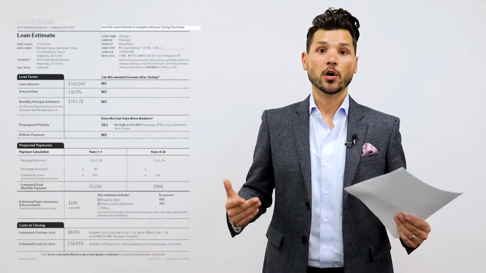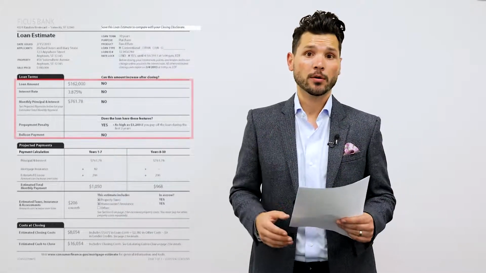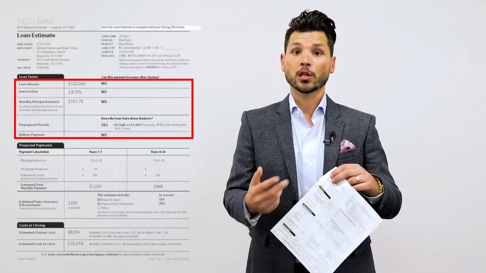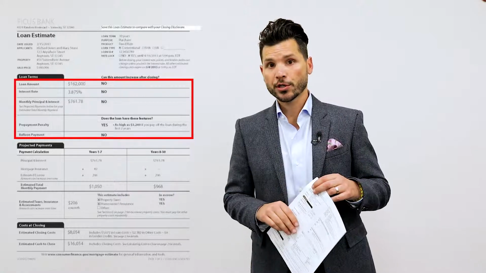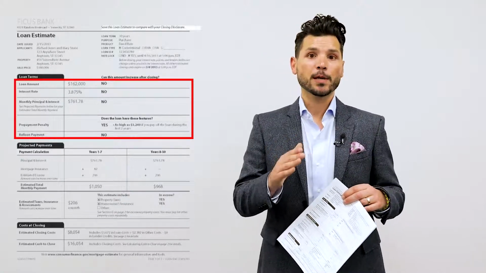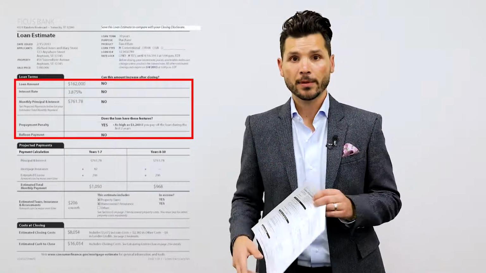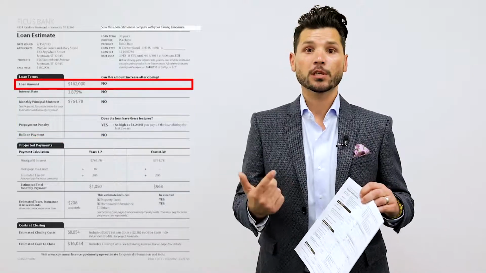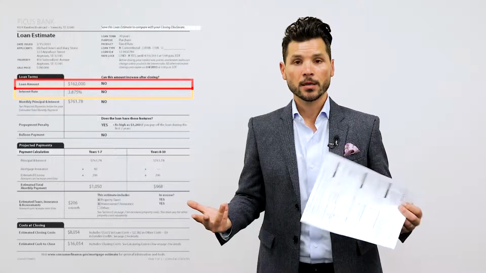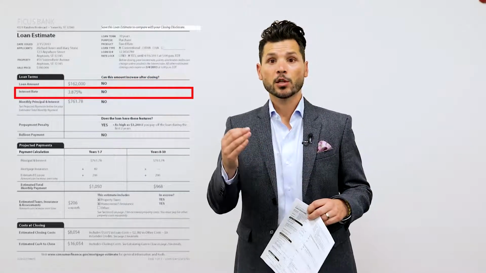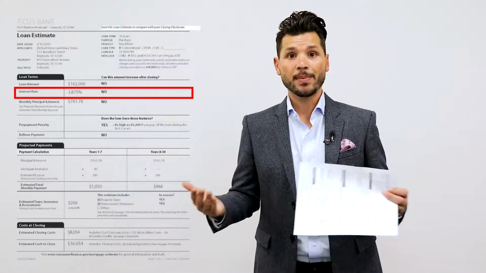The first section of the loan estimate that's important are the loan terms. This is going to include the loan amount, the interest rate, the monthly principal and interest portion of your payment, whether or not there's a prepayment penalty or a balloon payment due on the mortgage. So starting with the loan amount, that's the amount you're borrowing against the purchase price. Your interest rate is going to be the rate which your monthly payments are going to be based upon.